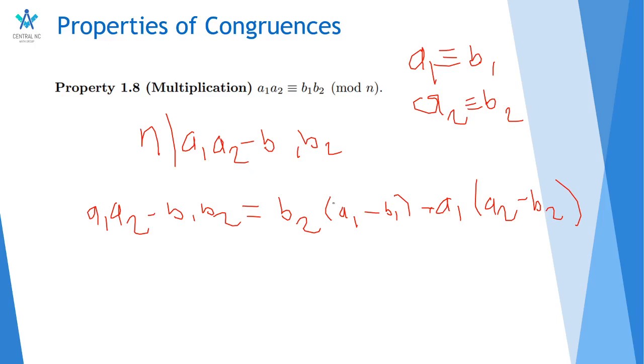Well, n must divide into this. We know that n divides into this original term, so it's a constant multiplied by A1 minus B1, which we know n divides into because of this congruence. And similarly for the other congruence, we show that n divides into this as well, which means that n must divide into this whole statement, showing that n divides into A1, A2 minus B1, B2 over here. So we have proven property 1.8.